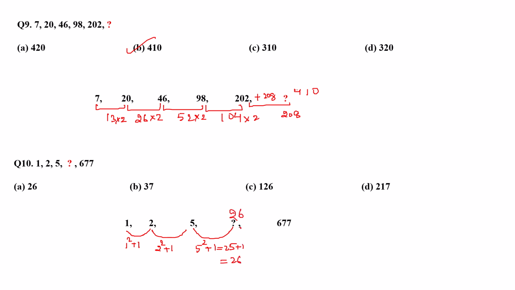Now let's see the pattern follows for this or not. So 26 square plus 1. 26 square is 676 and plus 1 will give you 677. So A is the correct option, isn't it?